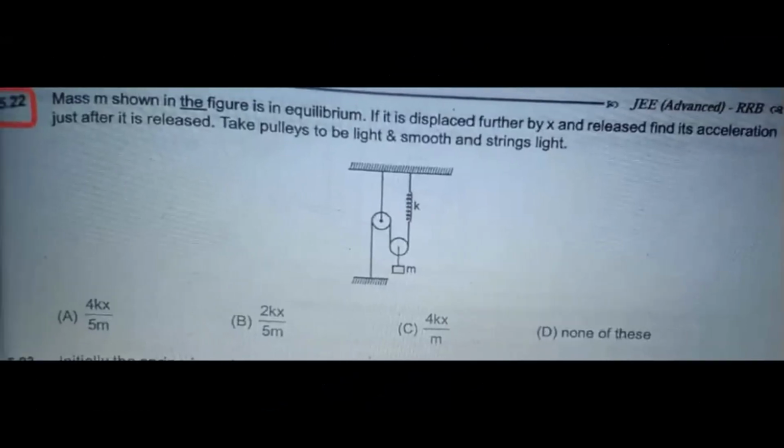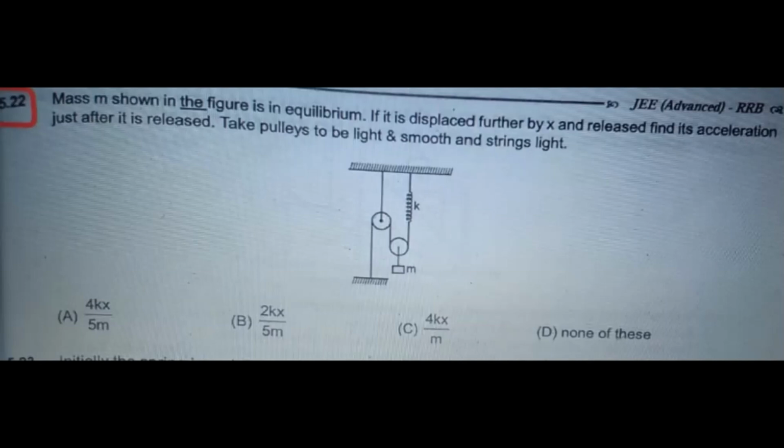So the mass is in equilibrium. It is further displaced by x and released. Find its acceleration just after it is released. Okay. So this mass over here, it's initially in equilibrium, and then let's say you're pulling it down by 1 centimeter, which is given as x. In terms of that x, how much will be the upward acceleration? That's what you have to calculate.